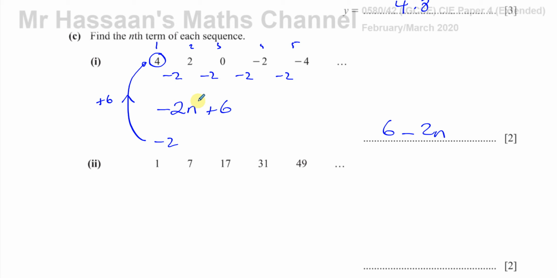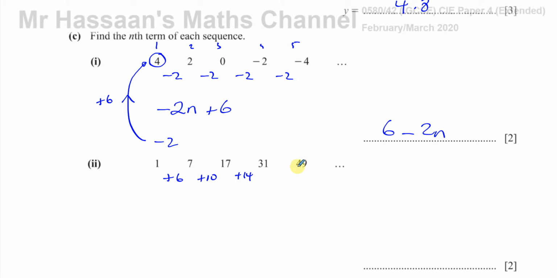Okay, now part 2, if we start off in the same manner by trying to see how to get from one term to the other. From 1 to 7, I have to add 6. 1 plus 6 is 7. 7 plus something gives me 17. Well, that's plus 10, so it's not the same number now. 17 plus something gives me 31. Well, that's 14. 17 plus 14 gives me 31.